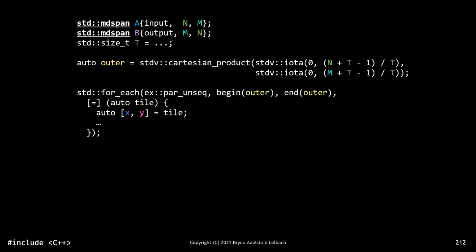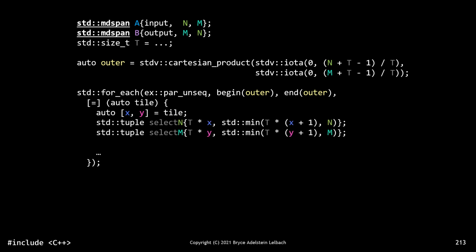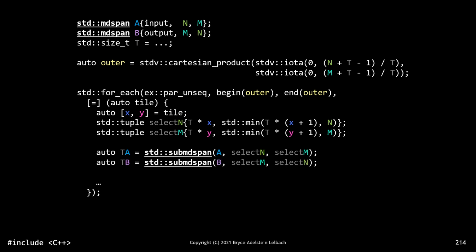Then we have our parallel for each. This time, it's going to iterate over the tiles, not all of the indices. For each tile, we're going to create new sliced mdspans for A and B using sub-mdspan. First, we need to determine what range of indices we need to select based on the coordinates of the tile. This is where we handle tiles that would go beyond the bounds of the matrices. We just truncate them to the ends of the matrices. Now, we'll pass the tuples describing the indices we want to sub-mdspan, producing the local mdspans for this tile.